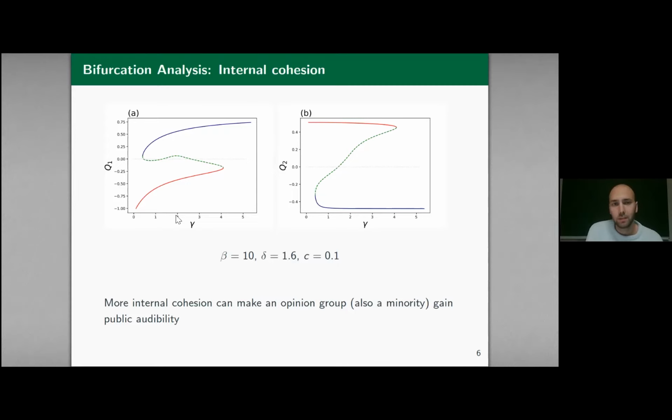And if you increase gamma now by internal cohesion, so increase the internal cohesion of the minority, a fixed point pops up where the opinion group becomes expressive while the second opinion group is silent. And if you tune the internal cohesion even more, the fixed point where the second opinion group is expressive disappears even. So more internal cohesion can make even a minority gain public audibility.